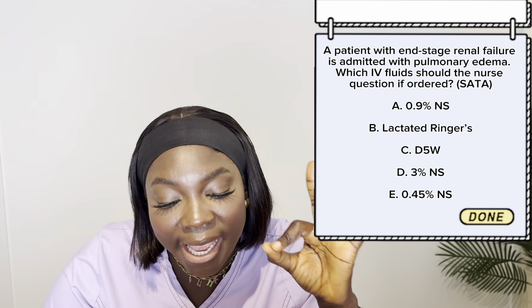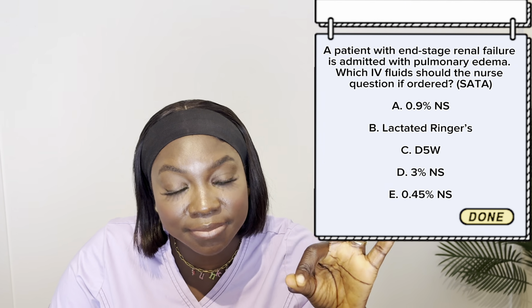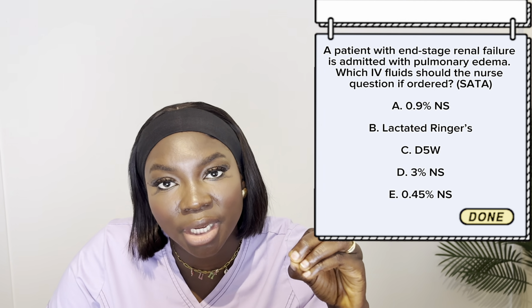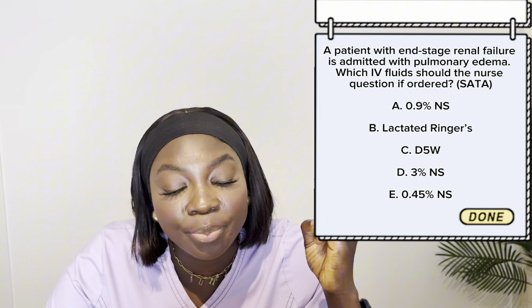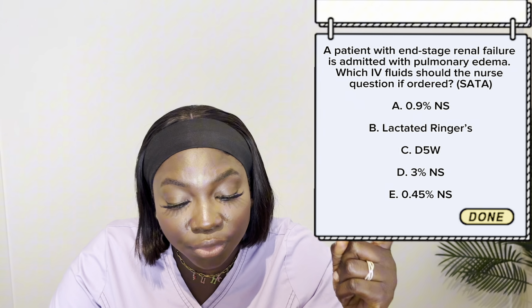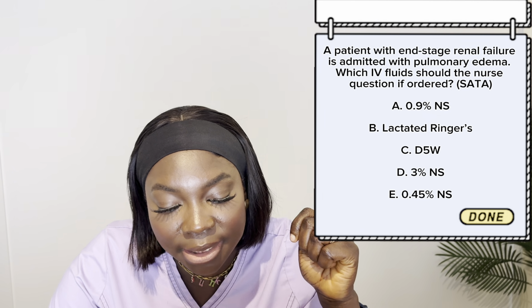A patient with end-stage renal failure is admitted with pulmonary edema. Which IV fluid should the nurse question if ordered? A, 0.9 normal saline. B, lactated Ringer's. C, D5W. D, 3% normal saline. And E, 0.45 normal saline.